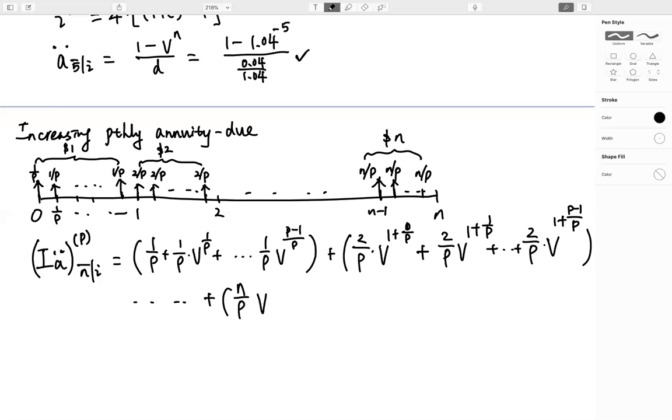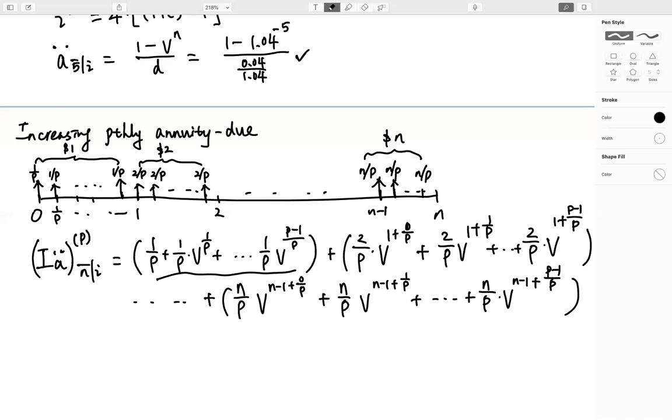So this will be N minus 1 plus 0, N minus 1 plus 1 over P, and the last is N plus P minus 1 divided by P. Okay, so you know what you need to factor out, right? Obviously the first one is what you need to factor out.